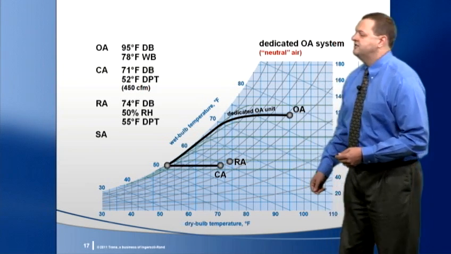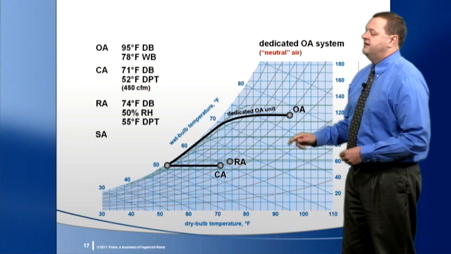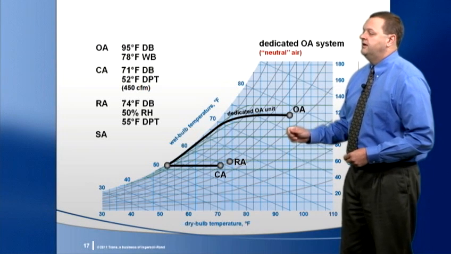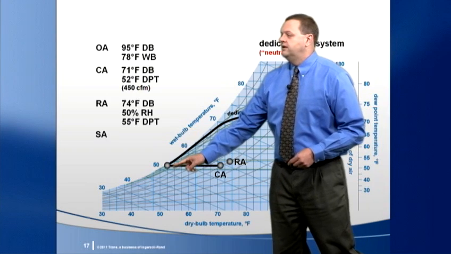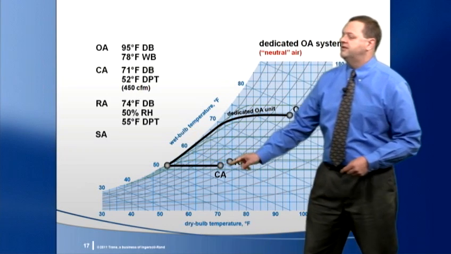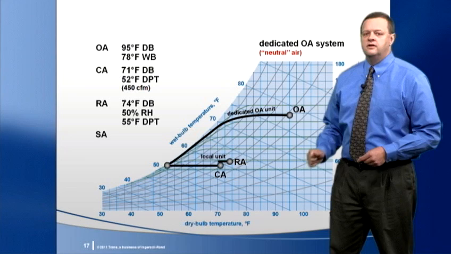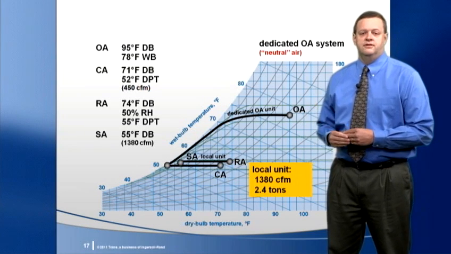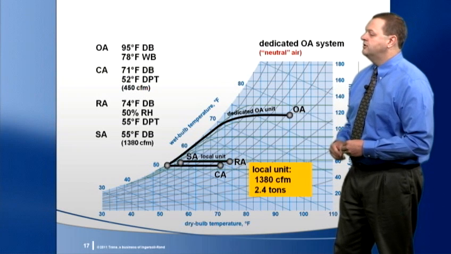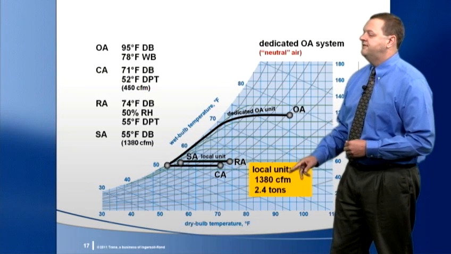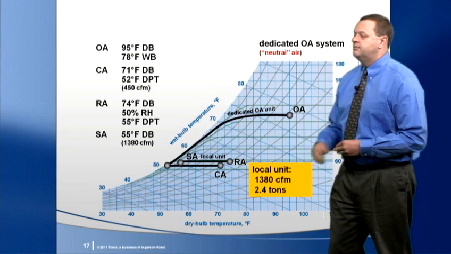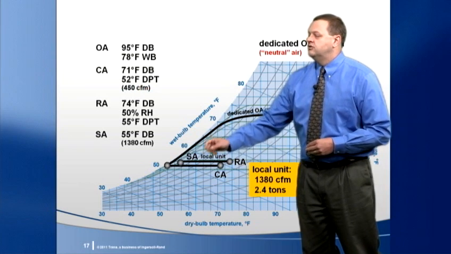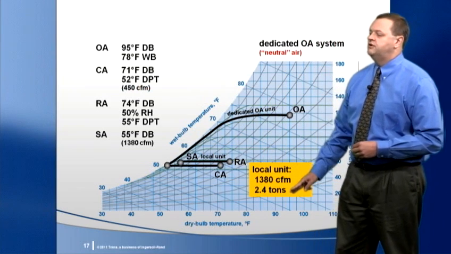In this example classroom, the dedicated unit dehumidifies 450 CFM of outdoor air to a 52-degree dew point and then reheats it to about 71 degrees. The local HVAC unit is then used to remove the space sensible load. In this example, the local unit cools 1,380 CFM of recirculated air to about 55 degrees to remove the space sensible cooling load of 2.4 tons.